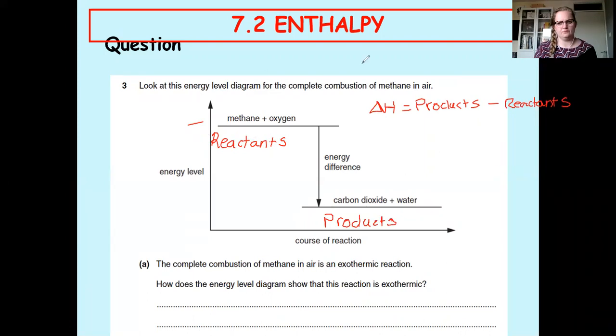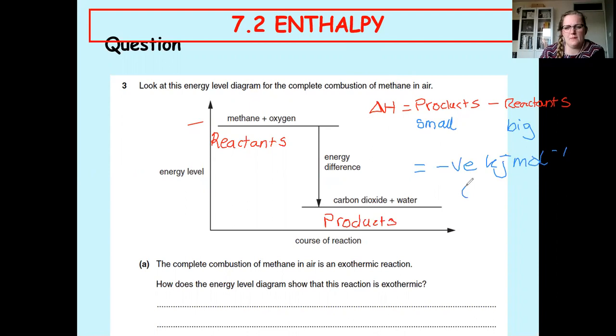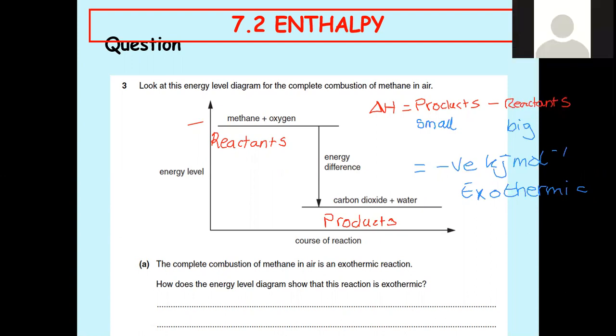Energy level, well, we can see straight away here, our reactants have got a high energy level, so they are going to have a big number. Products got a low number, so they are going to have a small number. Small number take away big number, well, we're going to have probably an overall negative value coming out in kilojoules per mole, which is probably hinting at we have an exothermic reaction. So I've looked at this, and this is all the information I've gained from this diagram before I've even read the next question.